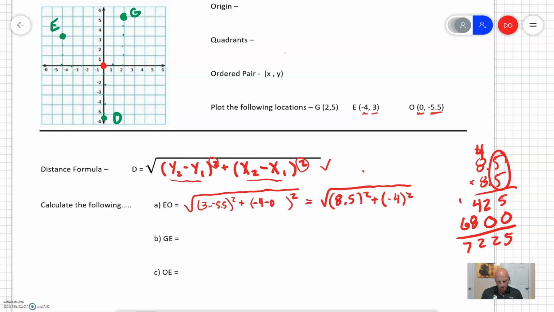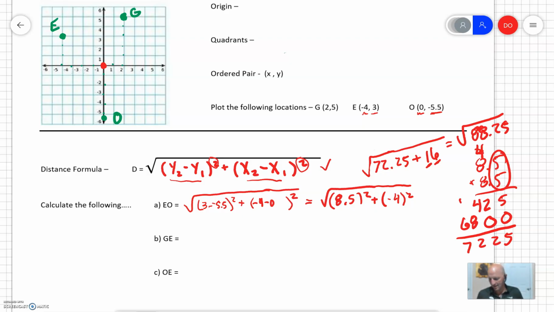So we have the square root of 72.25, and I'm going to add that to negative 4 squared. Now remember, it doesn't matter if it's a positive or a negative number. If you square a value, it's going to be positive, so this is 16. I want to add these two together, so 72.25 plus 16. 72 plus the 6 would be 78, plus the 10 would be 88, so this would be 88.25. And now I got to grab my calculator.